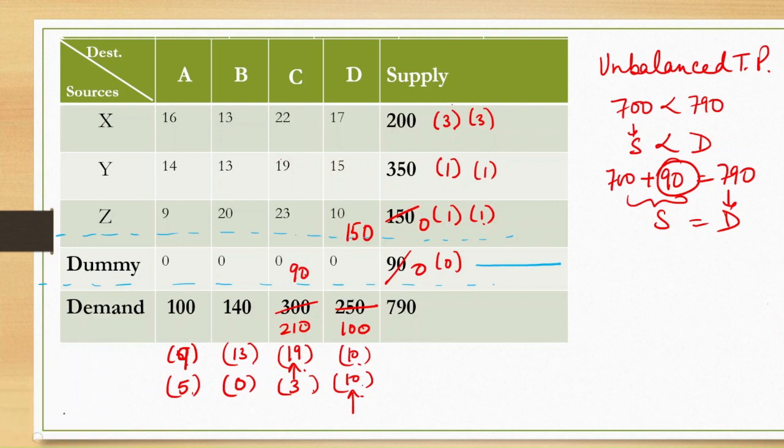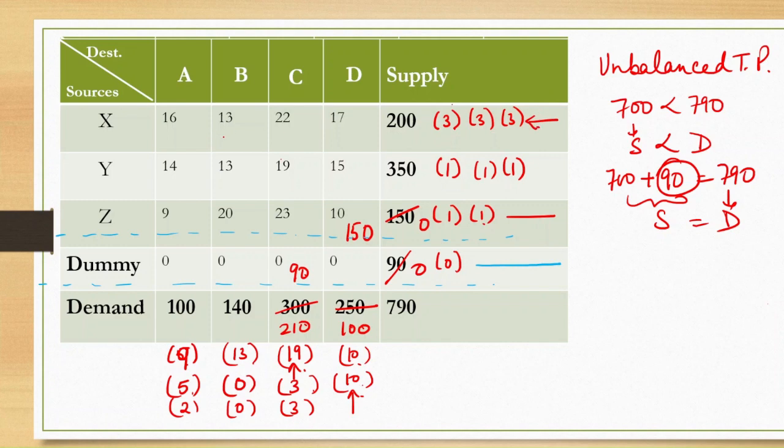Now again calculating the same penalties. Here it would be 16 minus 14, 2, 13 minus 13, 0, 22, this is 3. There is no change in this, and as we cannot do anything here, you can just write a dash. Now the maximum that we have is 3. There is a tie here: we have 3 in the first row, and in the C column also we have 3. So you can consider any one. Let me take the row this time.